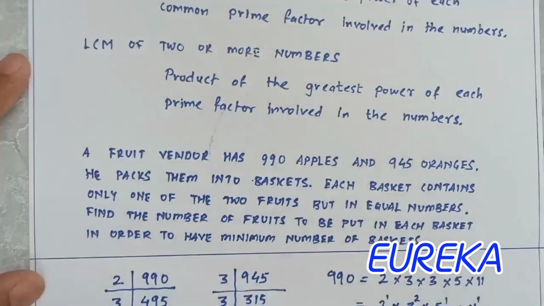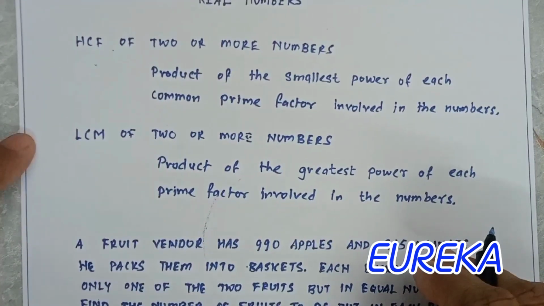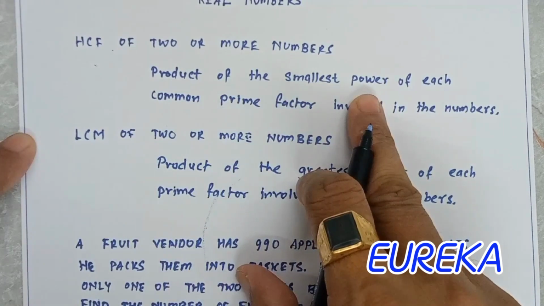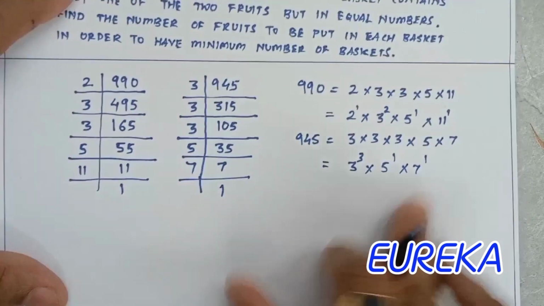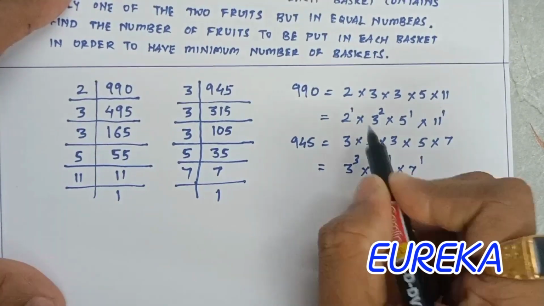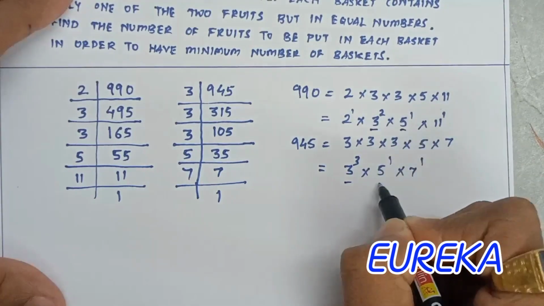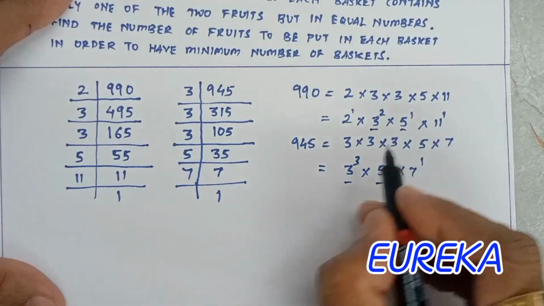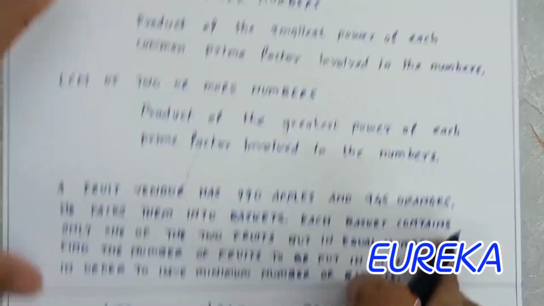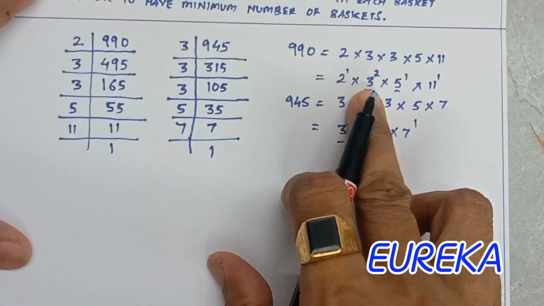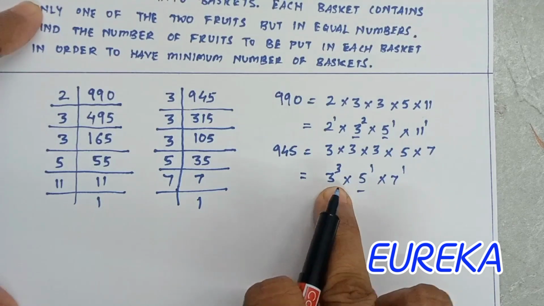Check for the HCF. For HCF, it is saying product of the smallest power of each common prime factor. First we have to check what the common factors are. Is 2 there? No. 3 is there? Yes, 3 is there. 5 is there, rest all nothing. Okay, so among the common ones, we'll see the smallest power. Now in this case 3 is having power 2, and in this case 3 is having power 3.